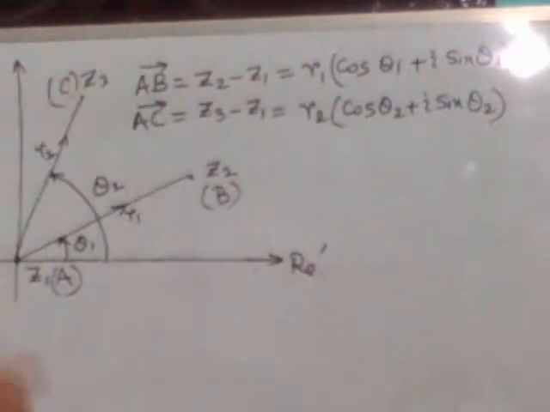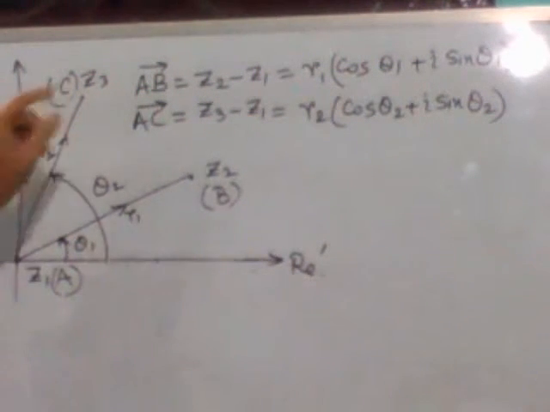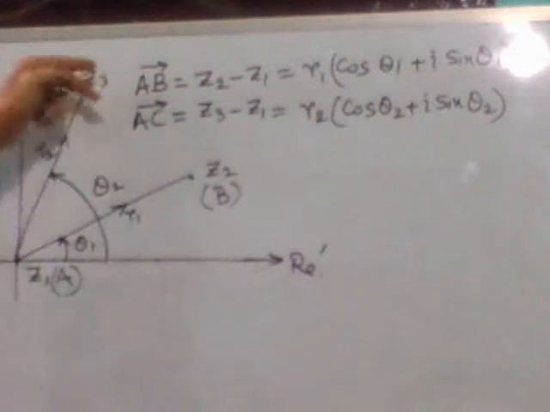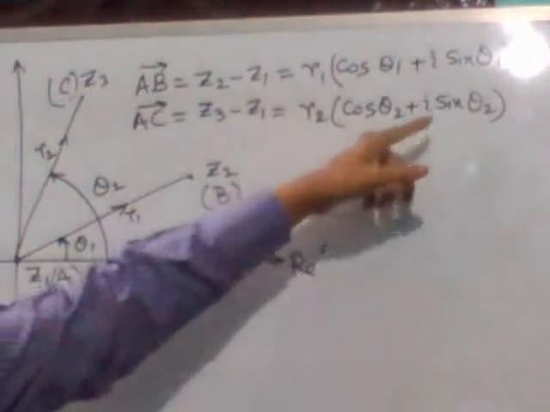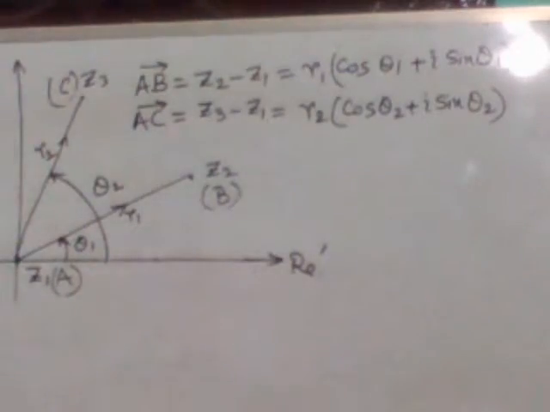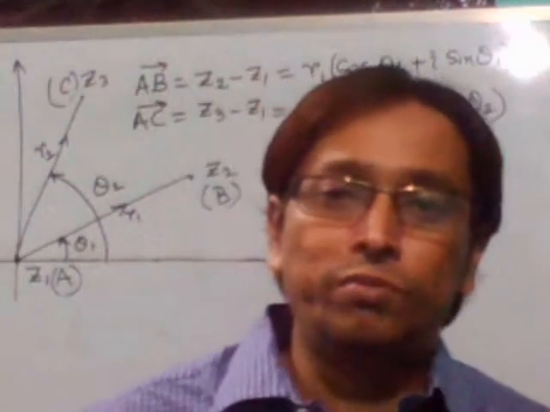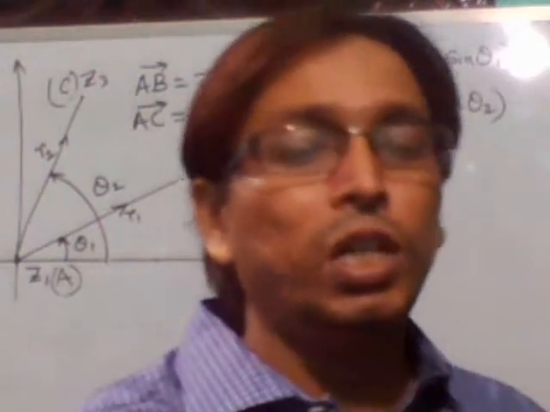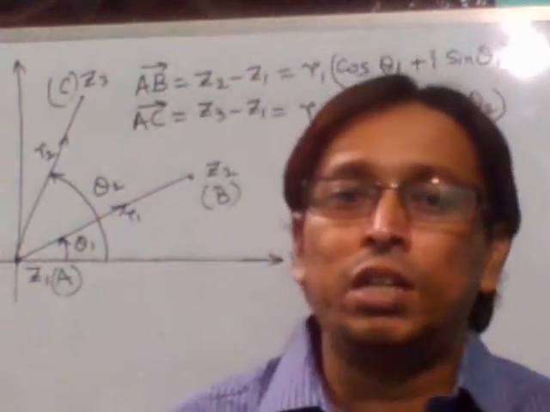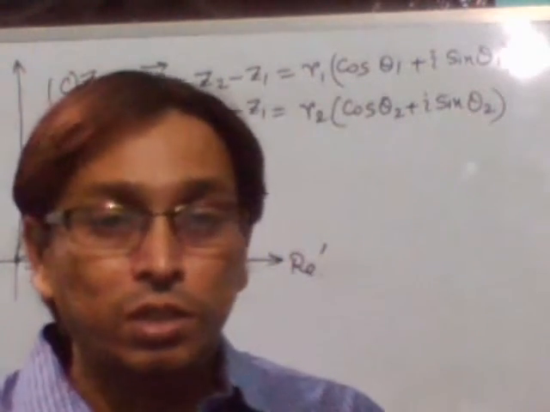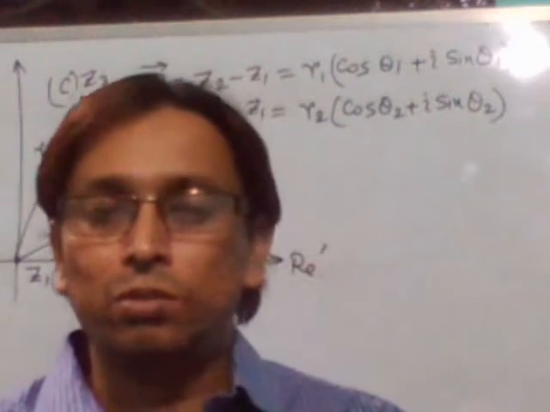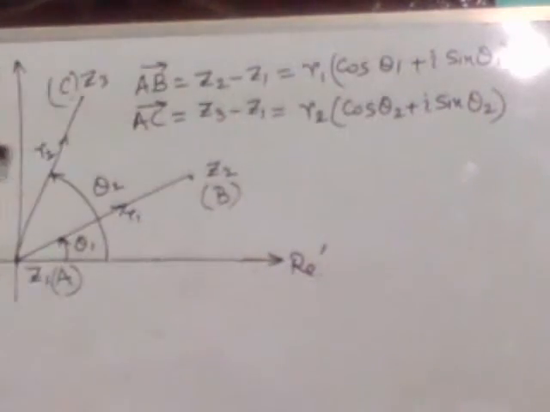Similarly, AC vector, this is the point A, notice this. I have written it in bracket, and this is the C point. So AC vector will be Z3 minus Z1, and this means position vector of C minus position vector of A. That is equal to R2 cos theta 2 plus I sin theta 2. So this is the vector representation of a complex number. Now in my next class, I will represent that. First you see this. Now you don't know what argument is, so just see up to this. This will be helpful.